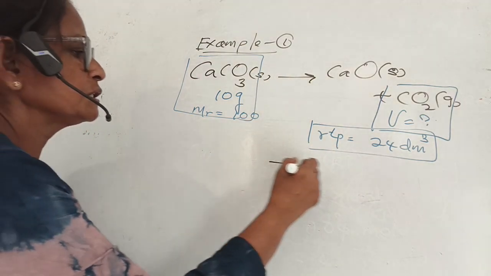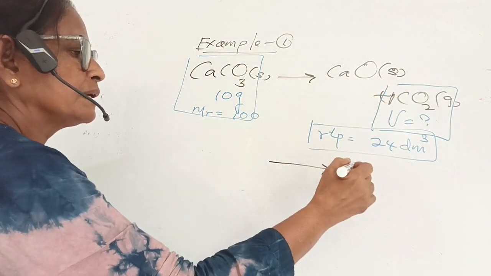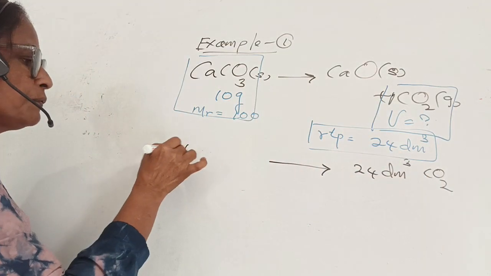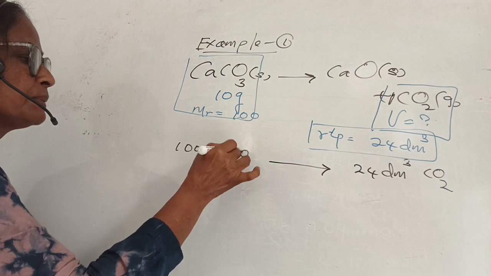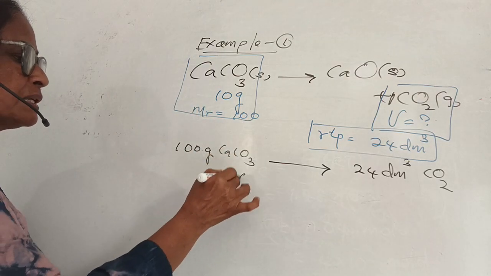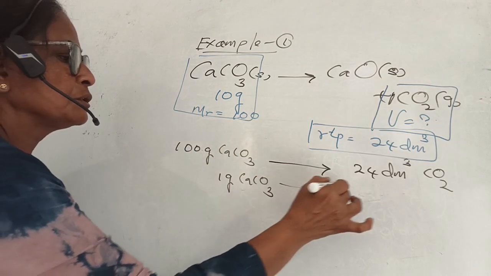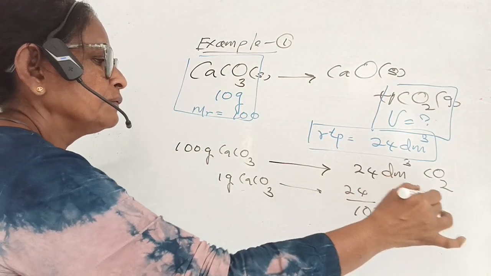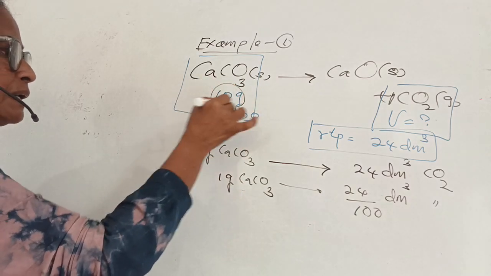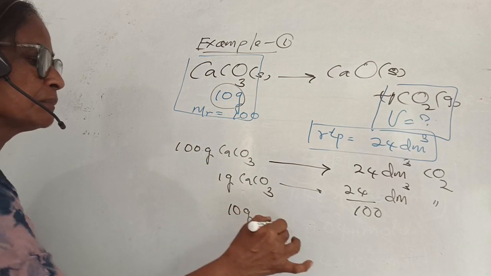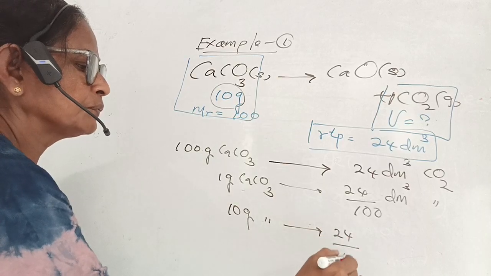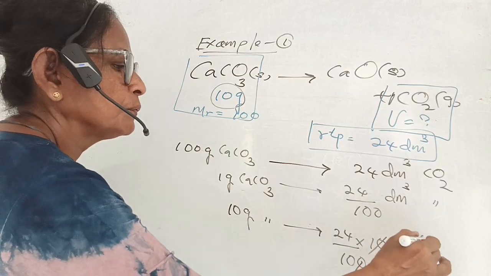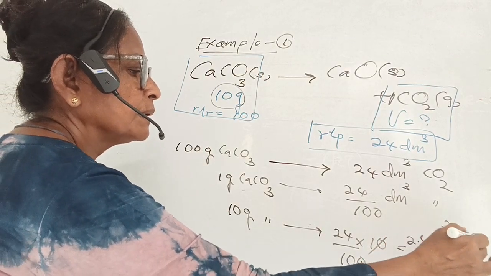Now we can get the relationship of volume. So 1 mole of carbon dioxide, 24 decimeter cube of carbon dioxide, is produced if 100 grams of calcium carbonate is reacted. So 1 gram of calcium carbonate always produces the right side divided by the left side, so this much decimeter cube of carbon dioxide. But now 10 grams of calcium carbonate is used. So the answer becomes 24 divided by 100 multiplied by 10. It should be 2.4 decimeter cube of carbon dioxide.